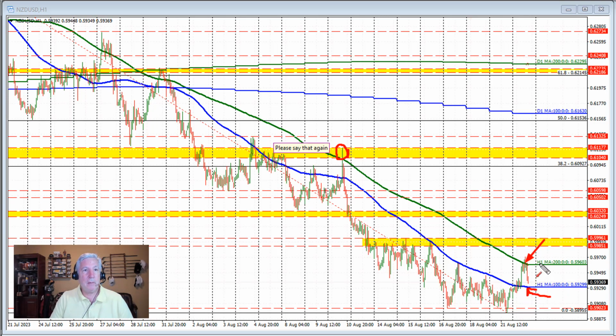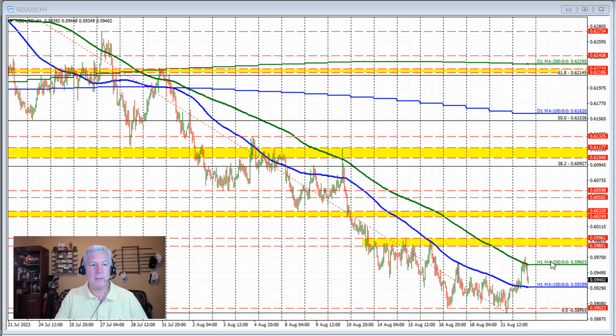So for this pair, we're watching the 200-hour moving average and the 100-hour moving average for trading clues. Right now, we're in between those two moving averages. If the price should move below the 100-hour moving average, the bias turns more to the downside. If the price moves above the 200-hour moving average, the price bias turns more to the upside.